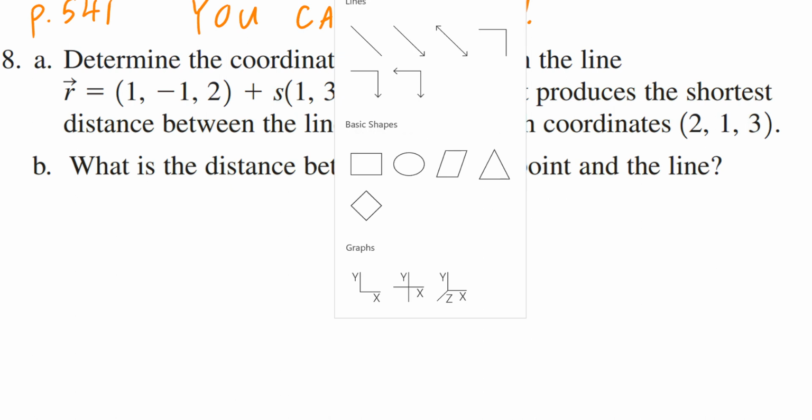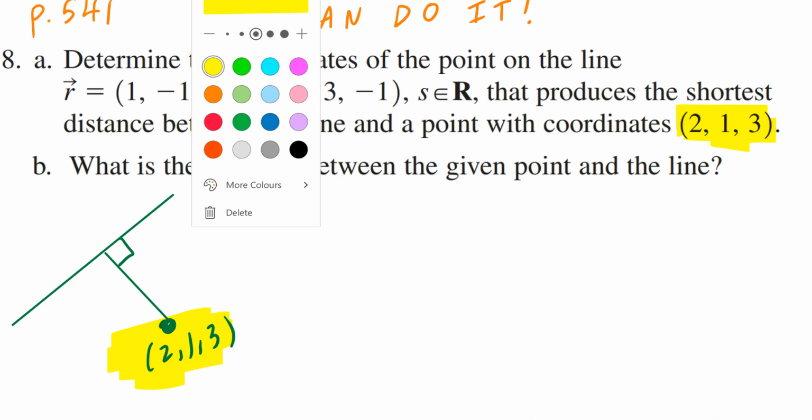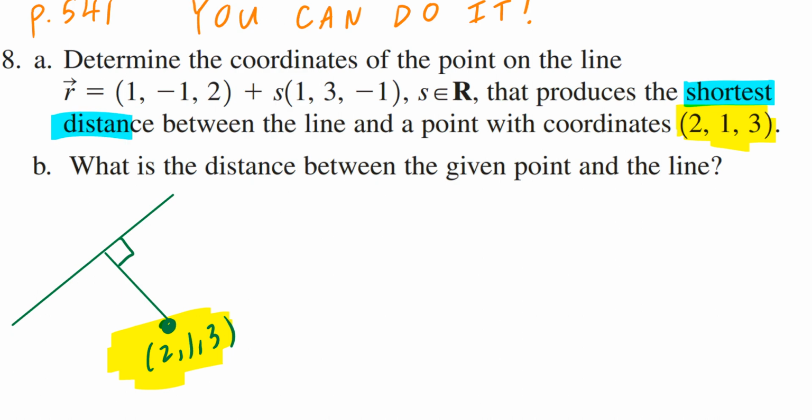Step 1. Draw a diagram. If you think about this line relative to the point, again, this point is given as 2, 1, 3. Since you're looking for the shortest distance, this means it has to be 90 degrees. So if I connect this like that, roughly speaking, that's going to be 90 degrees. There's the point, and again, we know this because it's the shortest distance. Shortest distance must be 90 degrees.